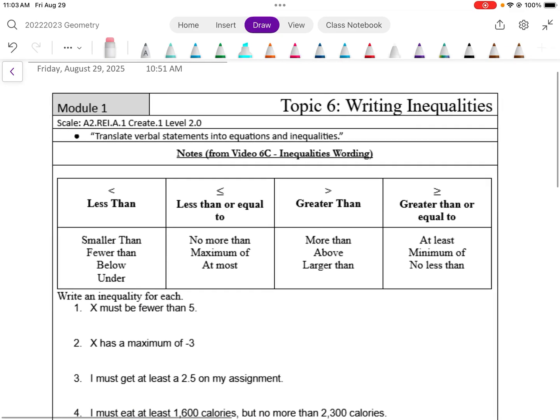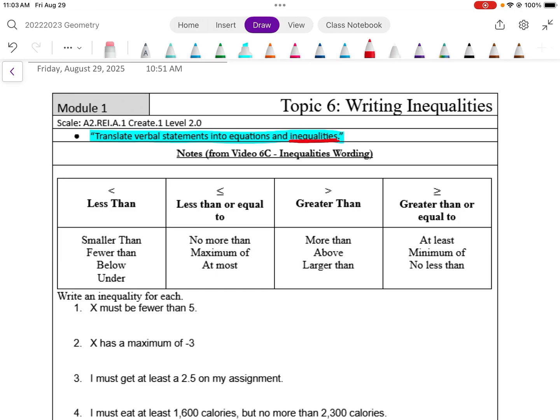All right, this is topic 6, part C. For this lesson, we are going to talk about inequalities wording. The skill that we are talking about today is translate verbal statements into equations and inequalities. You guys already did the translate verbal statements into equations. Today, we're more focused on the inequalities part.